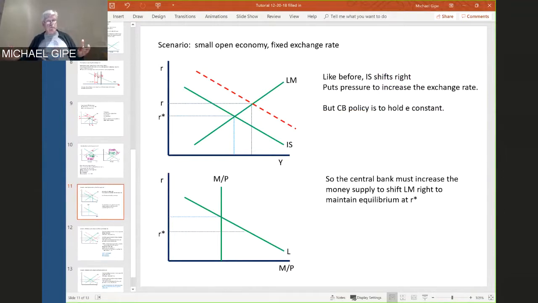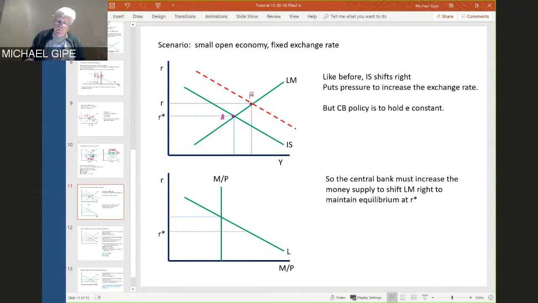Otherwise, if you left it up to market forces, we'd see what we saw in the previous scenario, which is the exchange rates will adjust, they'll move in order to bring everything back into equilibrium. So if we have a fixed exchange rate, let's assume it's fixed for the moment, and we do an increase in government purchases, the economy should expand, national savings goes down, and the IS curve shifts to the right. It shifts things from point A here up to point B.